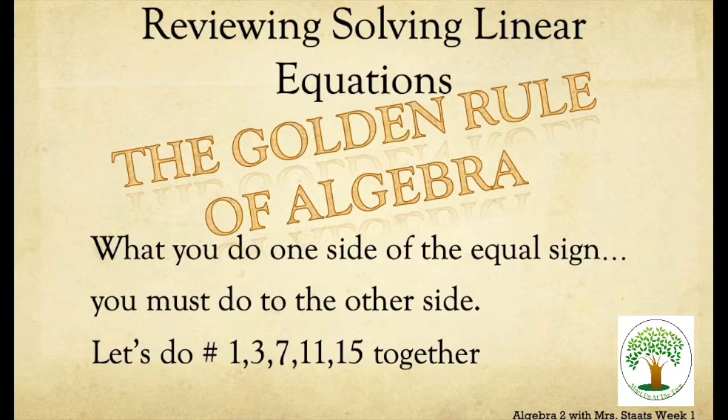We're going to do numbers. Ready? I think it's even in your thing right there, right? 1, 3, 7, 11, and 15. We're going to do those together. So this is now in 1.2, so if you'll turn to 1.2, we're going to do them together.